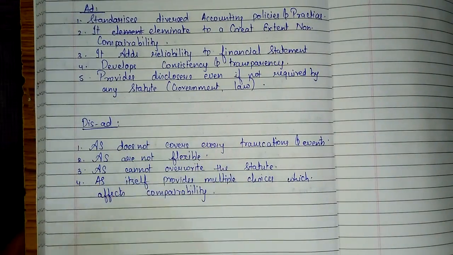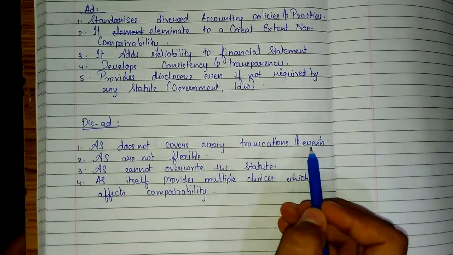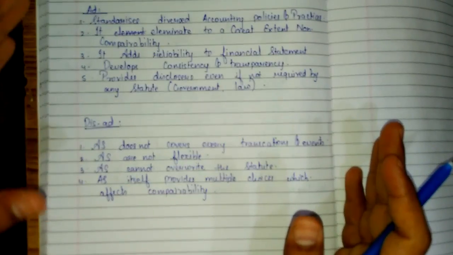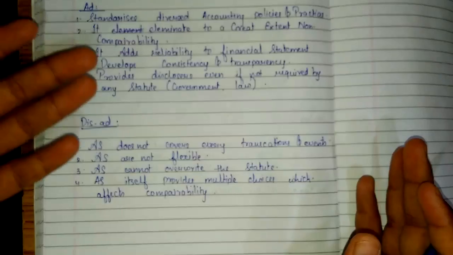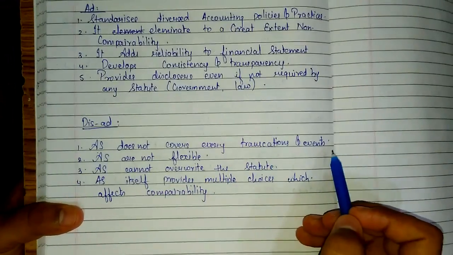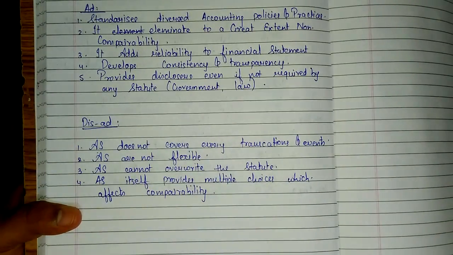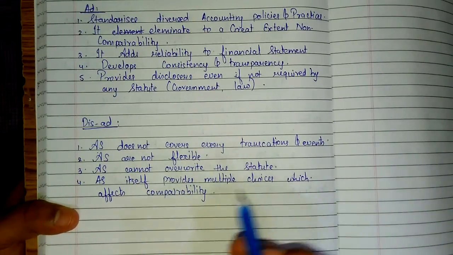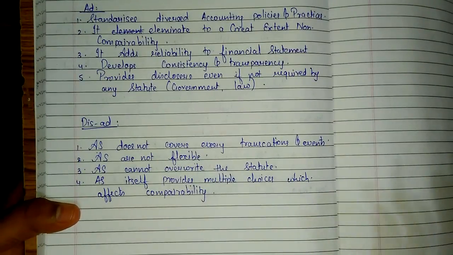See, what are the disadvantages of accounting standards? Accounting standard does not cover every transaction and event. It is not possible for the person who has framed the accounting standard to cover all the transactions and events while framing such accounting standard or such policies. So the disadvantage is that accounting standard does not cover every transaction and event. Accounting standards are not flexible. They are rigid. We have to specifically follow the direction that accounting standard gives us. Accounting standards cannot override the statute. What the statute means, you know.